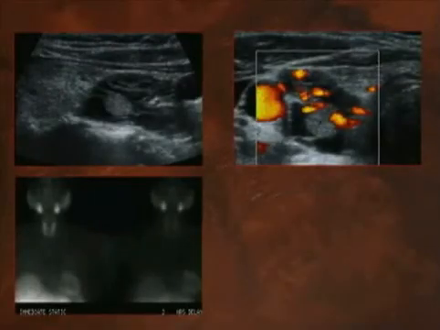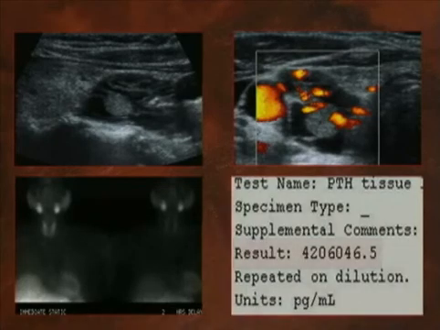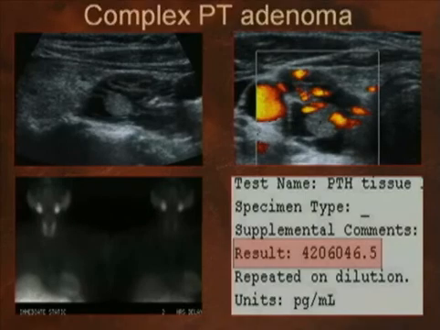And here's some examples of other cases that we've done. As you can see above, there's 2 ultrasounds showing a complex solid and cystic mass inferior to the thyroid with readily detectable internal flow. The Sestamibi scan in this patient was negative. Because this was such an unusual appearance for a parathyroid adenoma, we thought that we wanted to be sure that that's truly what it was, so we aspirated it, and you can see the result was greater than 4 million picograms per milliliter. We consulted our charts, and in fact, that was above the normal range. And this turned out to be a complex parathyroid adenoma.